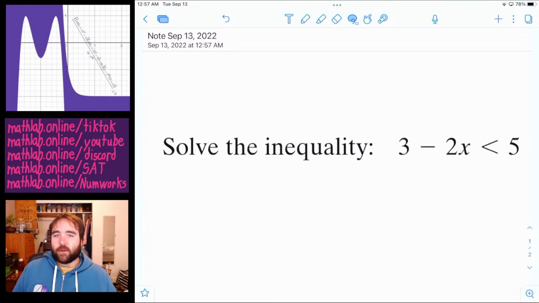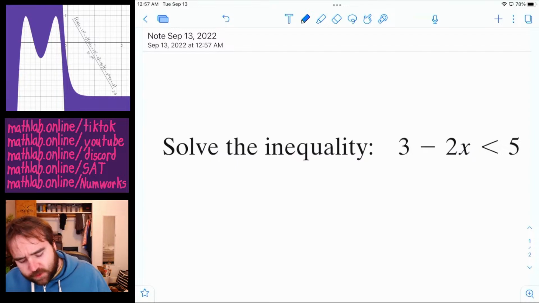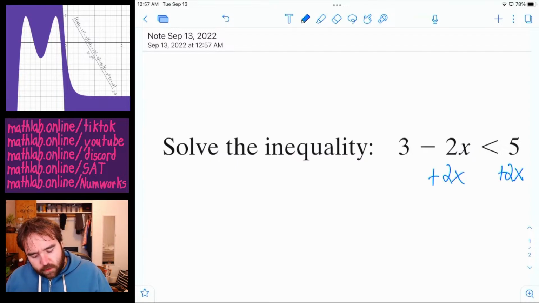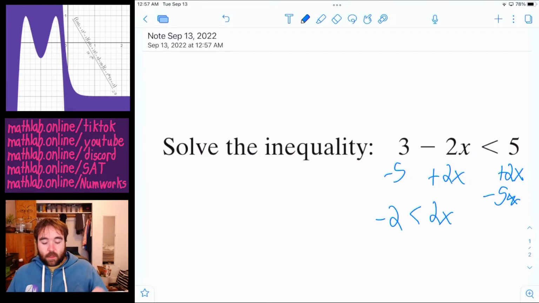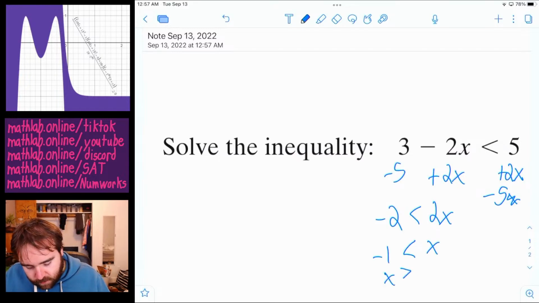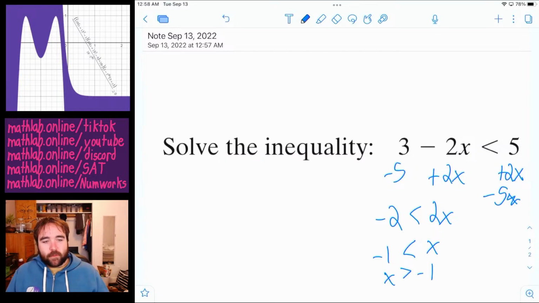So we're solving more inequalities. And how do you solve inequalities? You solve them just like an equation. Of course you don't have to do this, but we usually like to keep the x positive. So I'm just going to add the 2x to the other side. We're going to subtract 5 from both sides. So we're going to get that negative 2 is less than 2x. And we'll divide by 2 and get that negative 1 is less than x. Or, if you want, flip it around, x is bigger than negative 1.